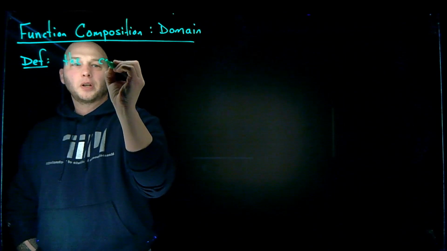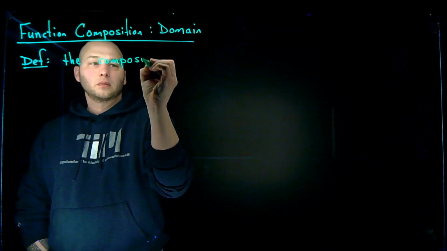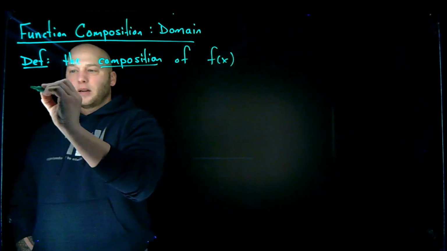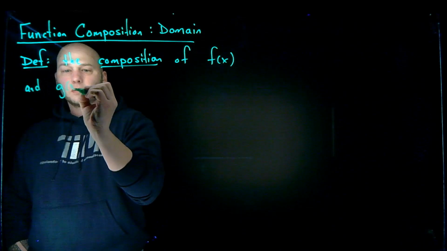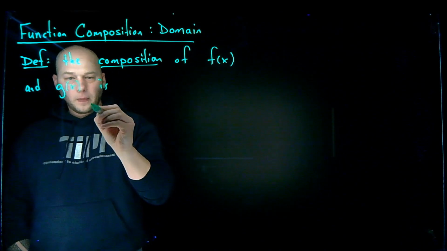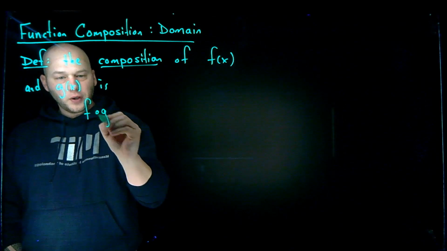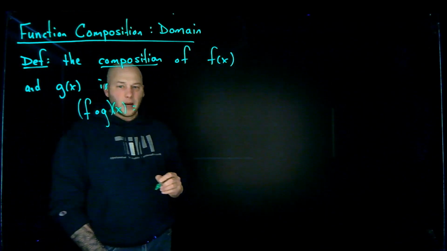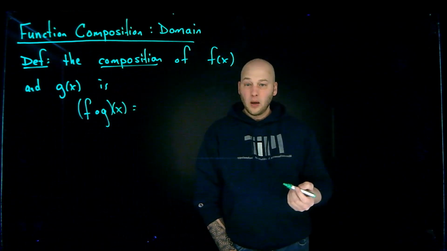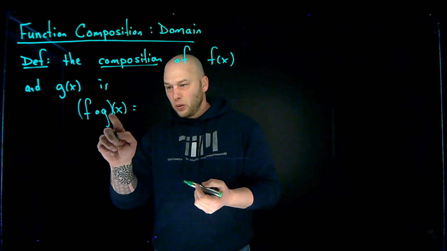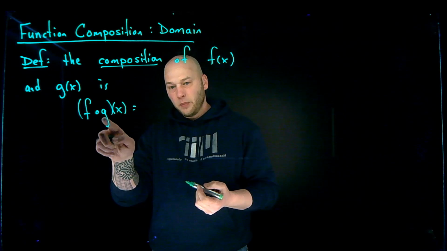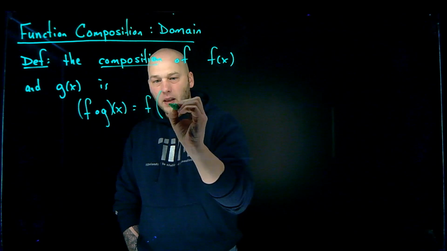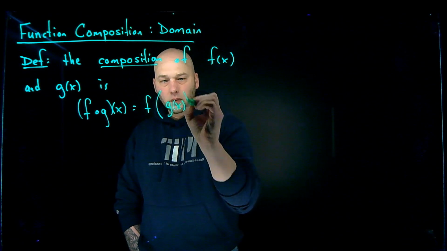The composition of f of x and g of x is given by the following. So the notation between the two function names, I'm going to use this little circle, that stands for the composition operation. And the way that we apply this operation is I use the function that's listed on the right as an input, which gets plugged into the function on the left. That means I write this as f evaluated at g of x.